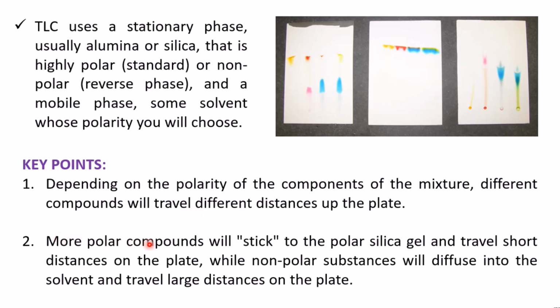So the more polar compounds will stick on the polar silica gel and travel a short distance on the plate, whilst the non-polar components will diffuse and then will travel at large distances, right?